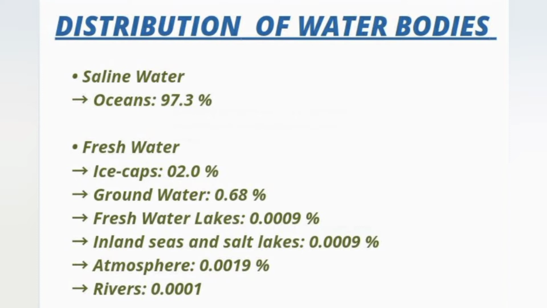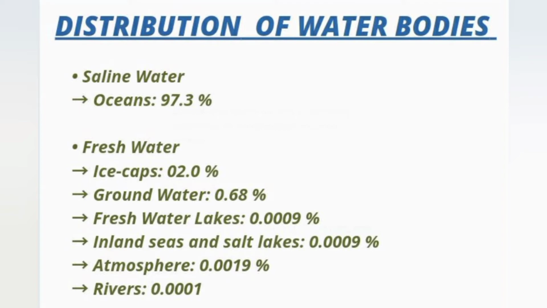So you can see that saline water, that is ocean, covers 97.3%, and in the fresh water, ice caps are 2.0%, groundwater is 0.68%, freshwater lakes are 0.009%, inland seas and salt lakes are 0.009%, atmosphere is 0.0019%, and rivers are 0.0001%.